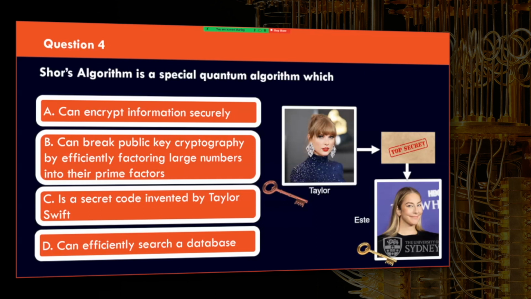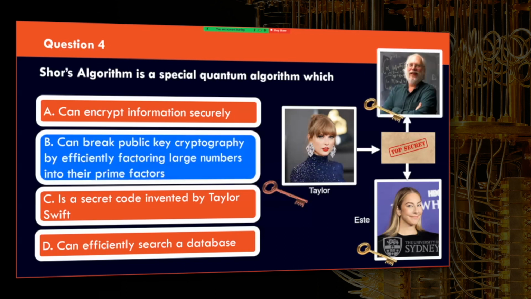All right, votes for A, votes for B, votes for C. Taylor Swift has done many amazing things, but I'm not sure that's one of them. And D, votes for D.